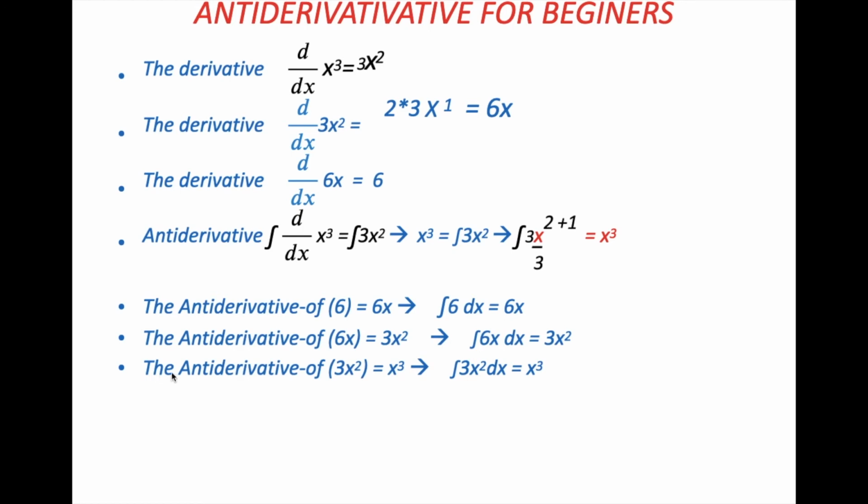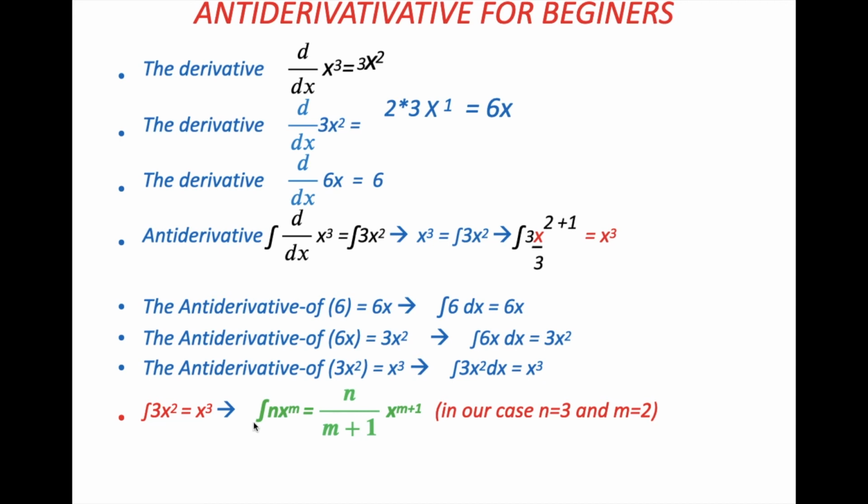The last one, the antiderivative of 3x squared. So we add 1 to the power, 2 plus 1 is 3. We divide by the new power, over 3. So 3 goes with 3, so it's going to be x to the power of 2 plus 1, which is x cubed. So the antiderivative of 3x squared is x cubed.